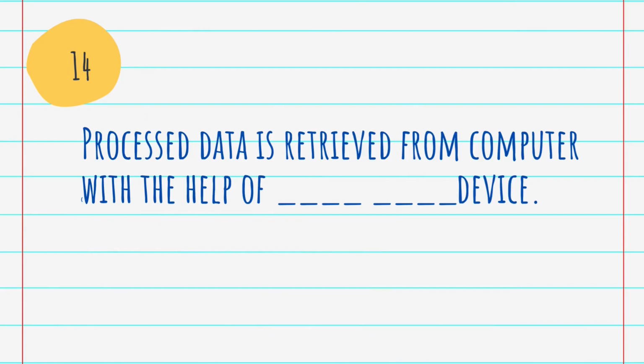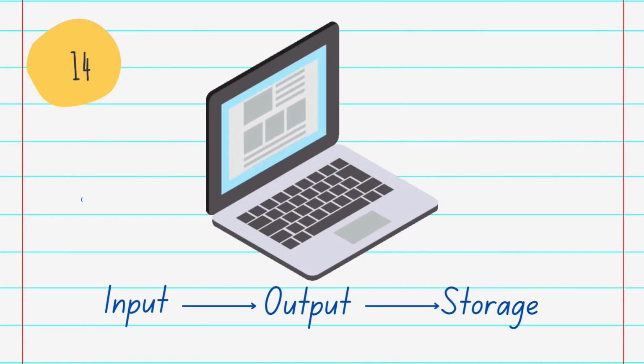Processed data is retrieved from computer with the help of dash device. Processed data is retrieved from computer with the help of output device. A computer is a machine that can be programmed to receive data, process it into useful information, and store it in a secondary storage device for safekeeping or later reuse. Input to output processing is controlled by software but performed by the hardware.